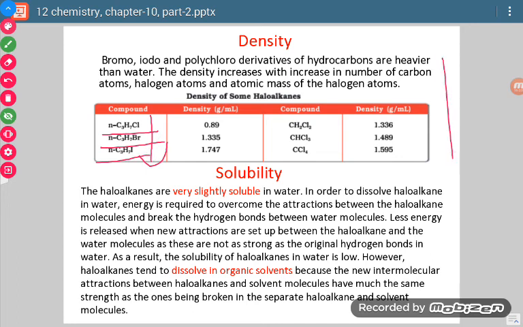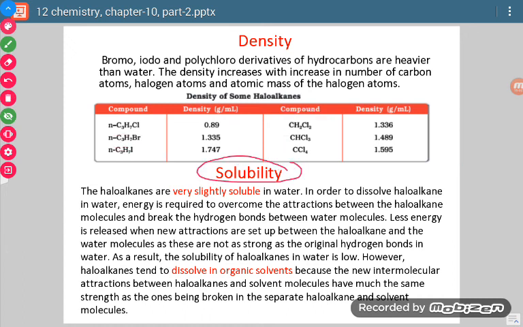And as we start moving from top to bottom, what we find? We find that there is increase in size as well as mass. So with the increase in size as well as mass, their density value will increase as we move from top to bottom. Now see, in this case, what is the difference? There is similar number of carbon atoms, but there is increase in number of halogen atoms. So because of increase in number of halogen atoms, there will be increase in the density as we move from top to bottom.